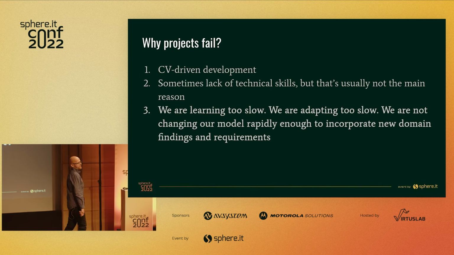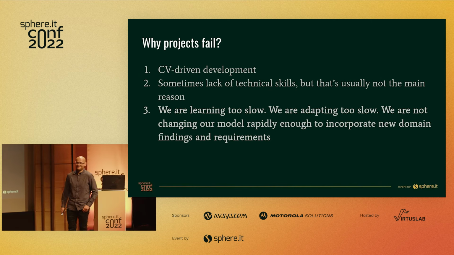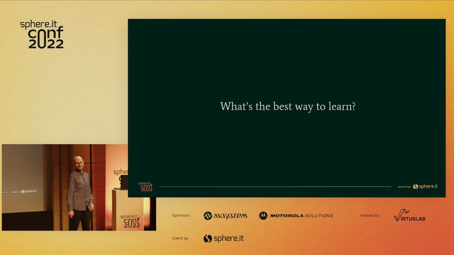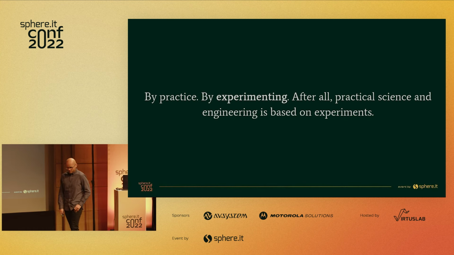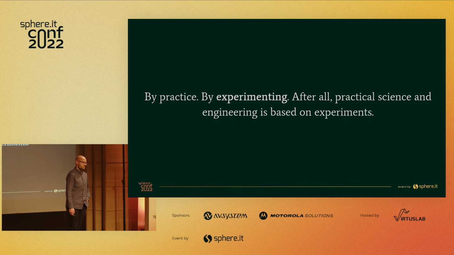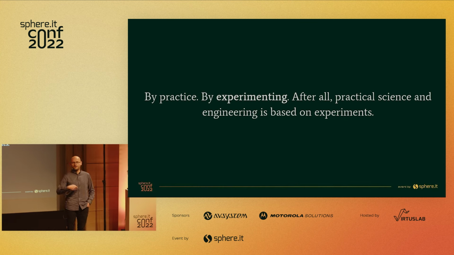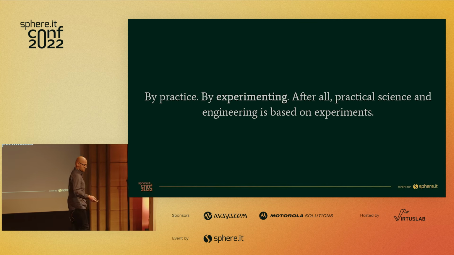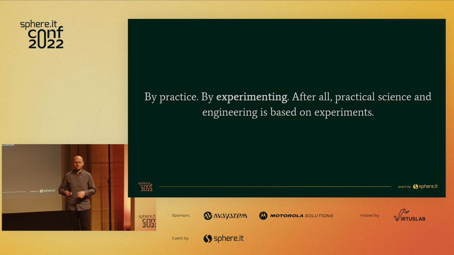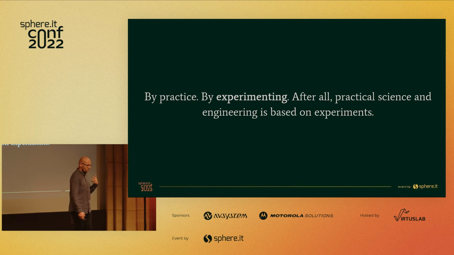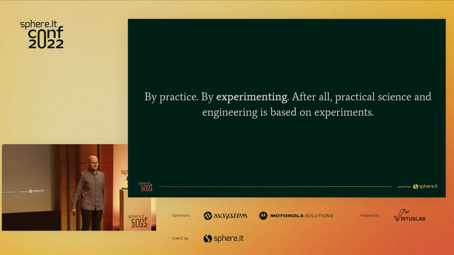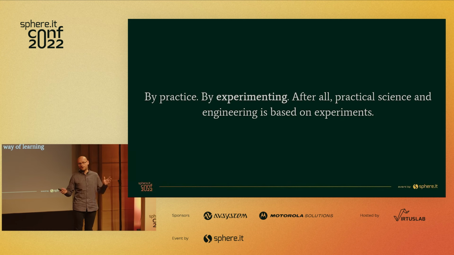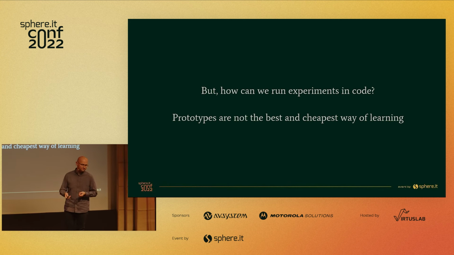So what can we do about it? Yeah, natural, obvious. We need to learn faster. But what's the best way to learn? It happens that we, most of the time, learn best by practice, by experimenting with stuff, right? When you want to teach a child something interesting, you usually give examples. That's what talks to us the best. And practical science and engineering is actually all about it. So the question is how we can write these experiments in code.